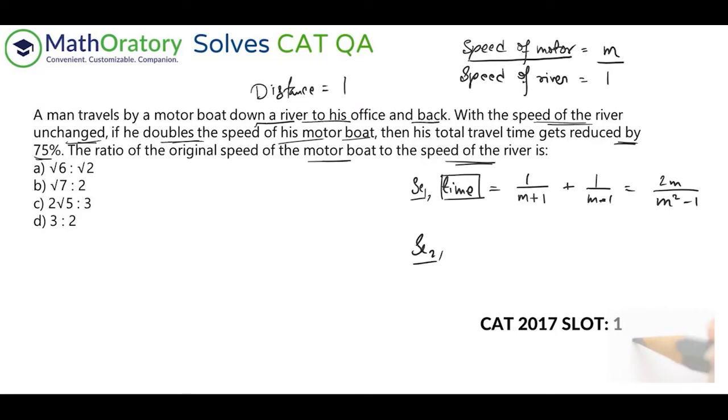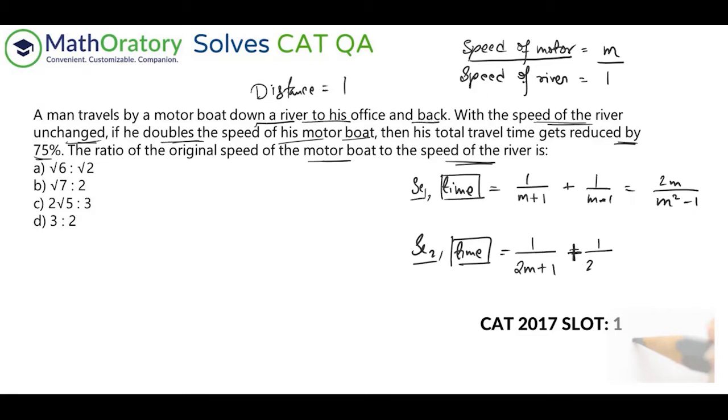These are the two times that we're going to compare, right? The 75% information or the 1/4 thing that is happening. So scenario 2, the time becomes, now the speed of the motorboat is doubled. So now you're traveling with 2m, but the speed of the river is unchanged. So effectively what happens is something like this, right? The speed of the river doesn't change.